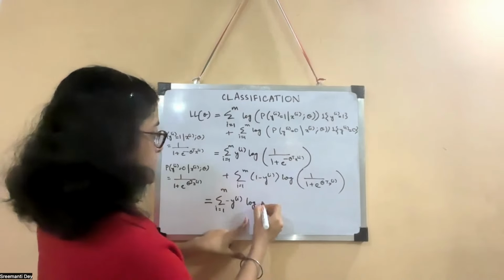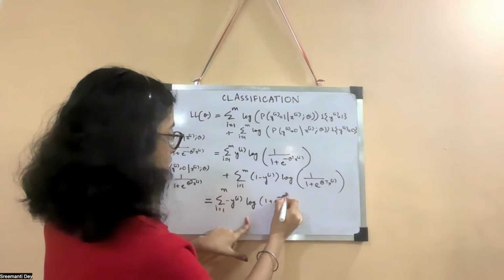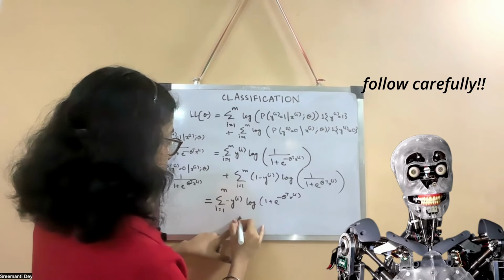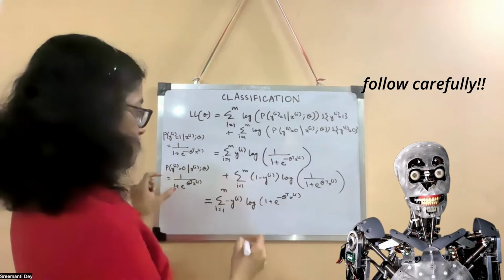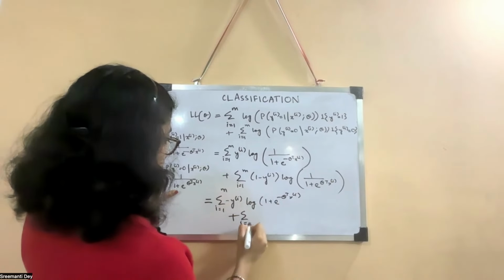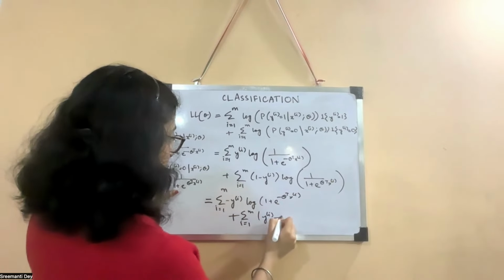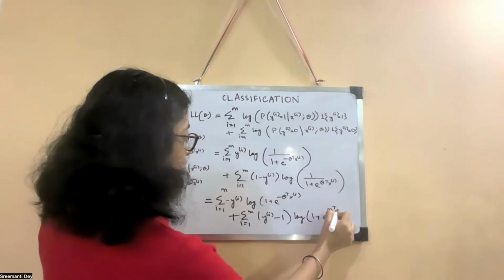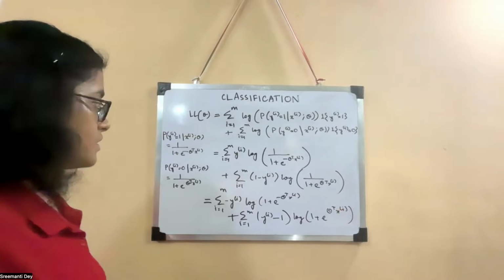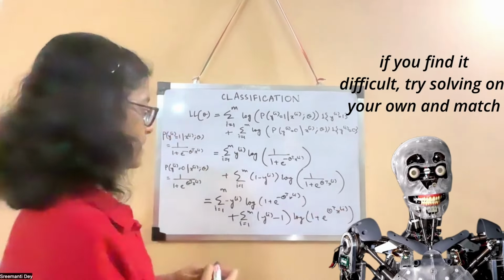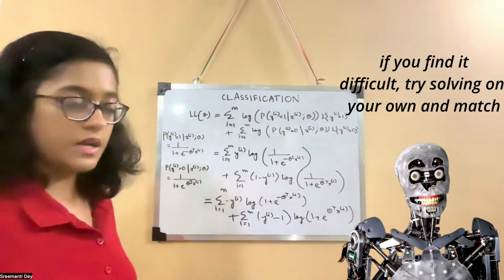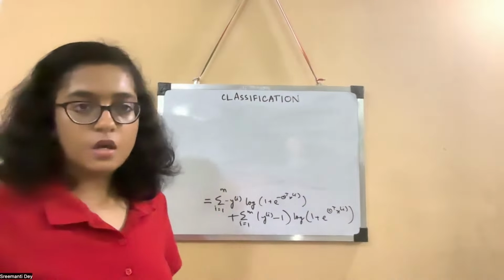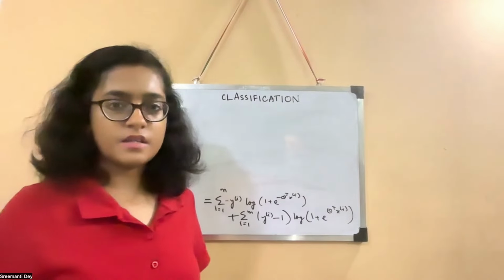This minus is because I'm putting it here. And this would have a minus already. So we can just write yi minus 1 times log of 1 plus e to the power theta transpose xi. Cool. Yeah. So now let's remember this formula. Now that we have this formula, let's differentiate that.